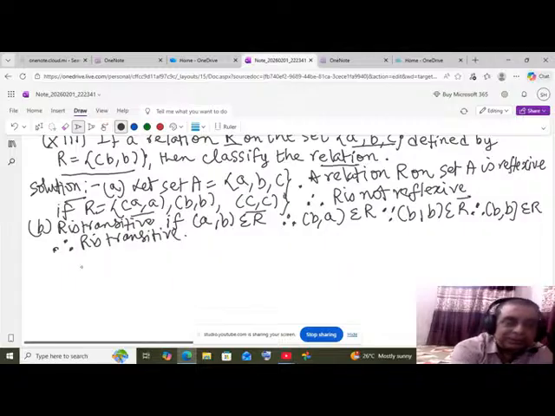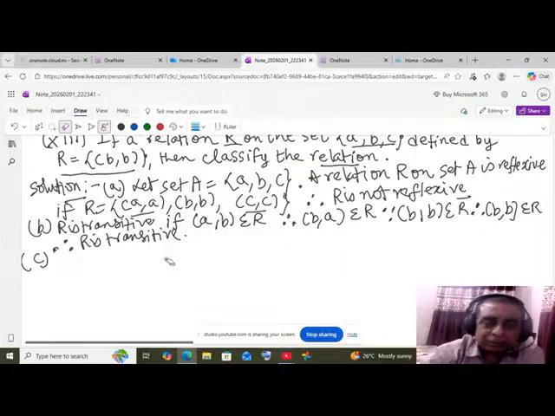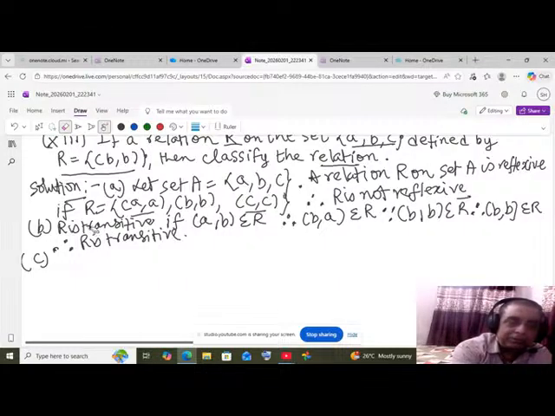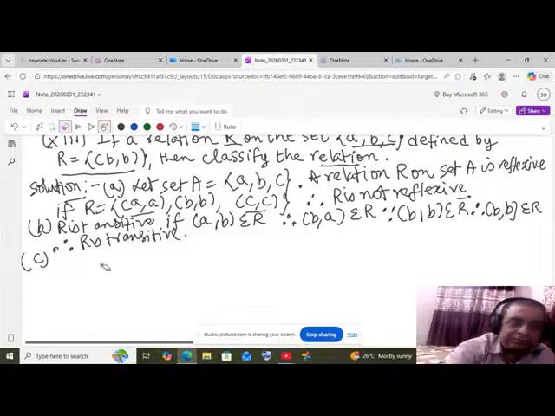Now next, it is anti-symmetric. Oh sorry, not transitive, sorry. It is called symmetric. Oh my god, I made a mistake. It is called symmetric, sorry. Are you understanding? It is called symmetric.